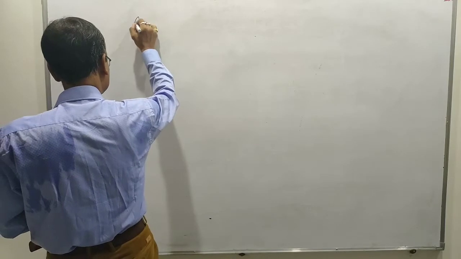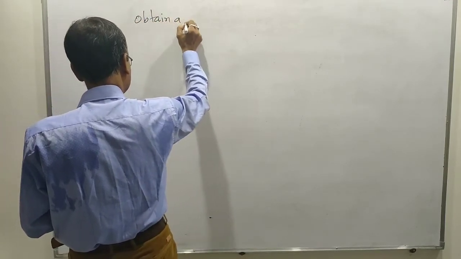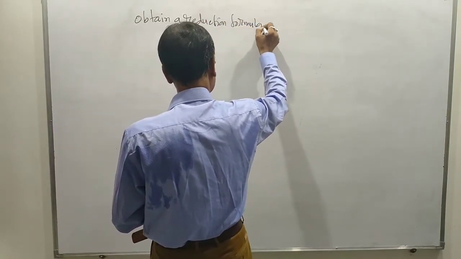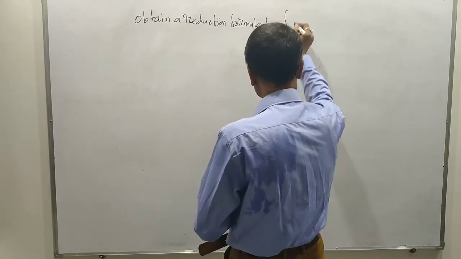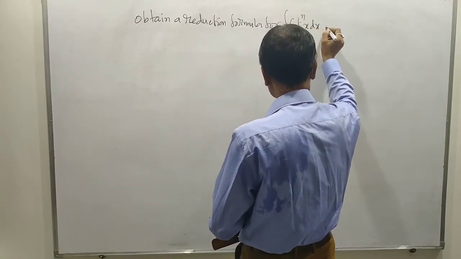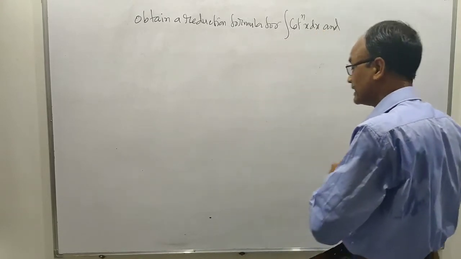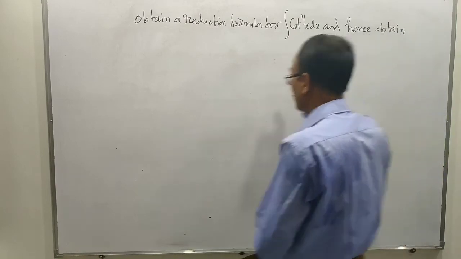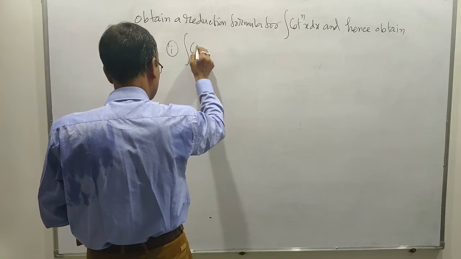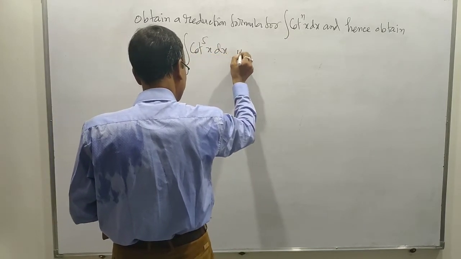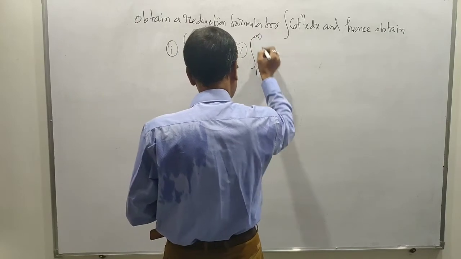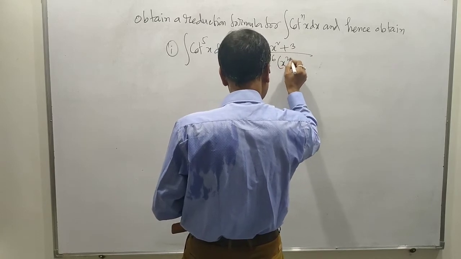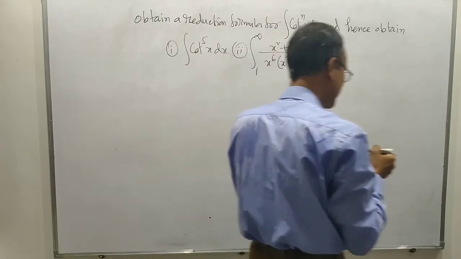Problem: obtain the reduction formula for integration cot to the power n x dx and hence obtain, number 1, integration cot to the power 5 x dx, and number 2, integration 1 to infinity x square plus 3 divided by x to the power 6 x square plus 1 dx. What will be the value of these two?